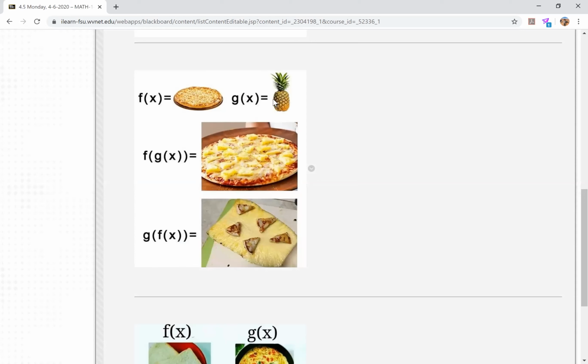if we take g of x, which is pineapple, and we put it in f of x, we have pineapple on a pizza. But if we do it the opposite way, and we take f of x, which is pizza, and we put it onto g of x, we're going to have teeny tiny little pieces of pizza on a piece of pineapple.